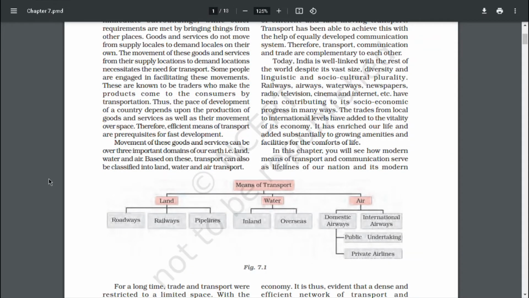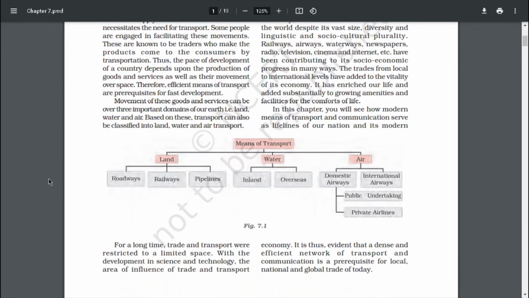Today, India is well linked with the rest of the world, despite its vast size, diversity, and linguistic and socio-cultural plurality. Railways and airways, waterways, newspapers, radio, television, cinema, and internet, etc. have been contributing to its socio-economic progress in many ways. The trades from local to international levels have added to the vitality of its economy. It has enriched our life and added substantially to growing amenities and facilities for the comforts of life.